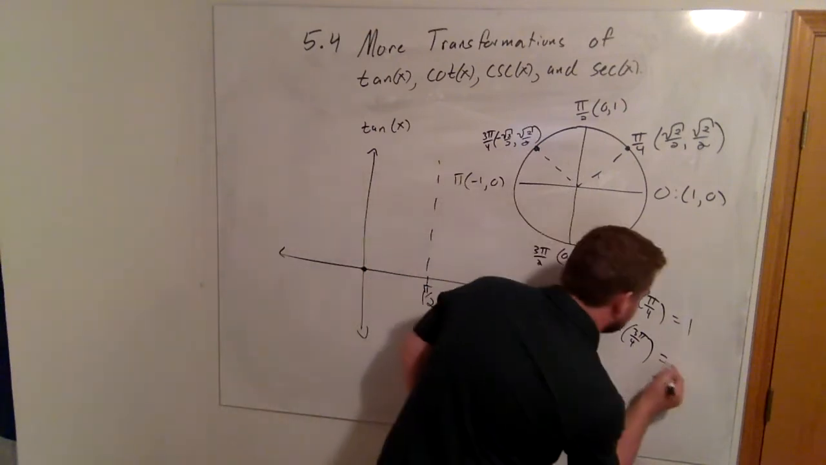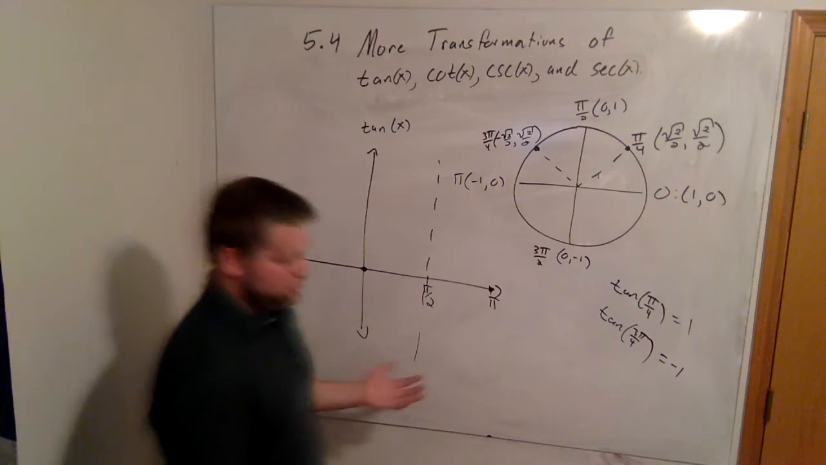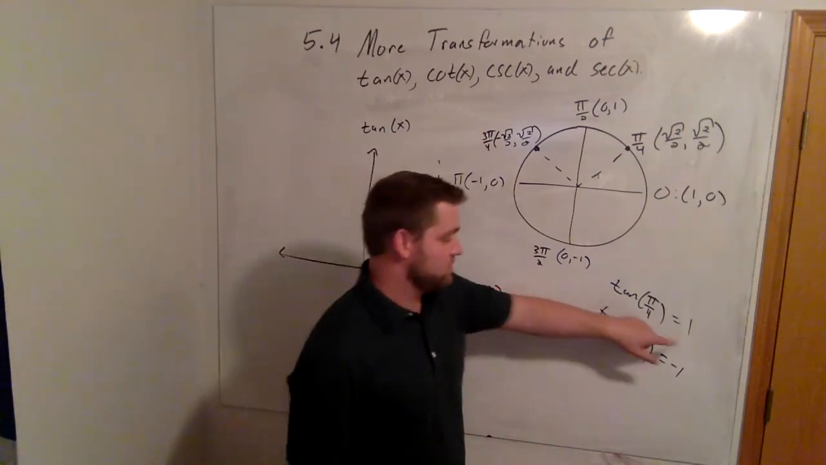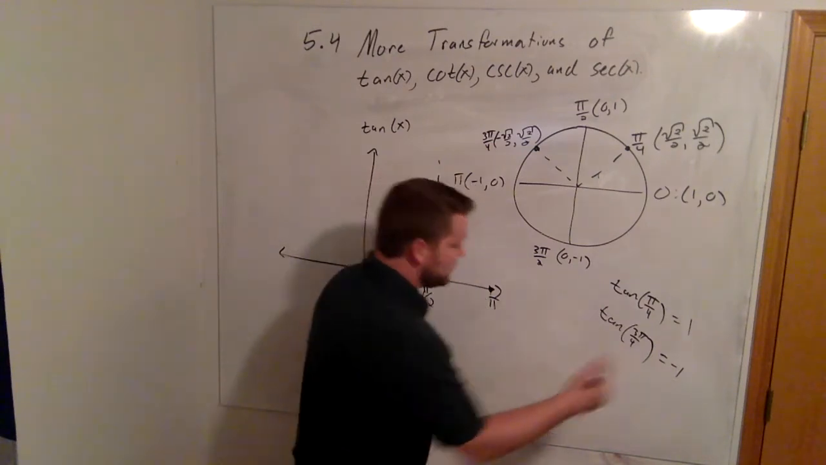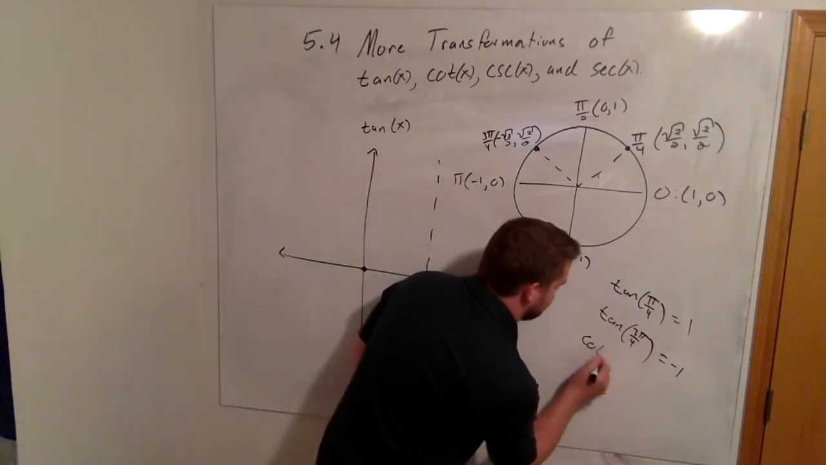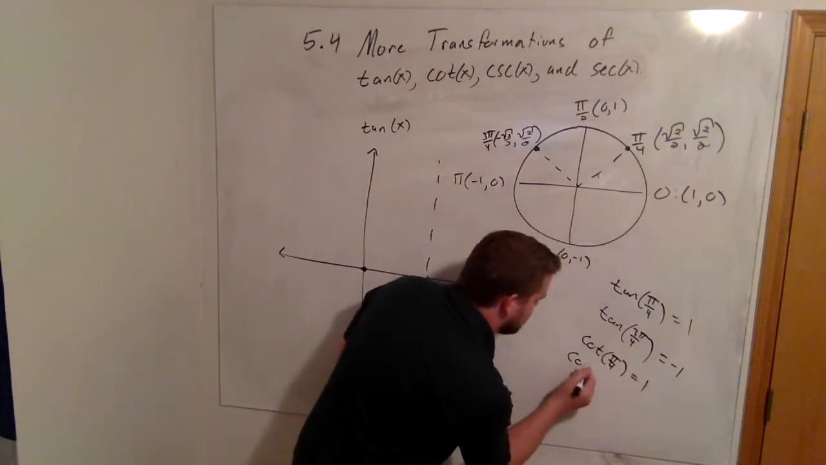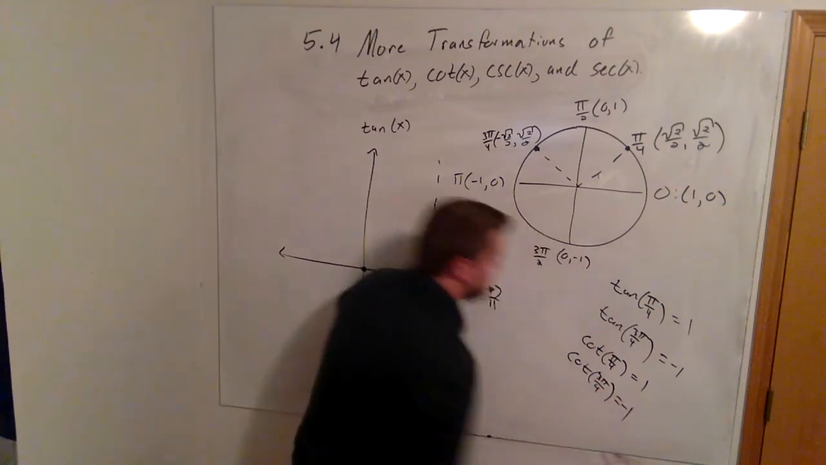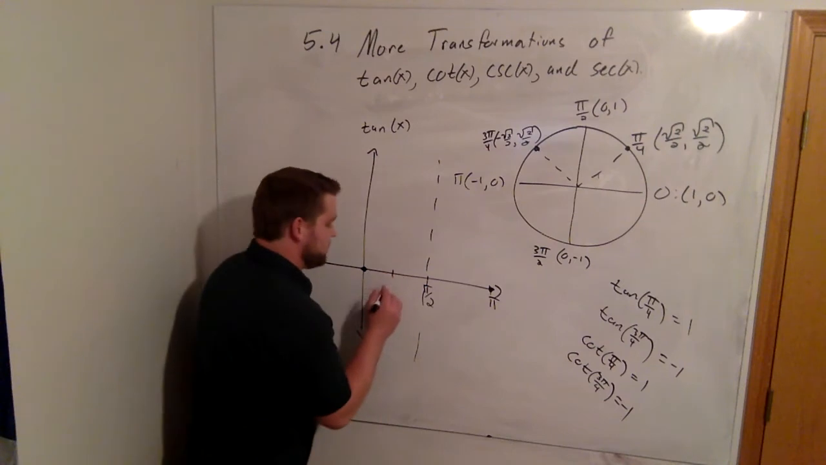So it'll be -1. And if we're working with cotangent, it would be the same thing, because cotangent is the reciprocal of tangent. The reciprocal of 1 is 1, and the reciprocal of -1 is -1. So this would also be the same if we were doing cotangent. Cotangent of pi over 4 is equal to 1, and cotangent of 3 pi over 4 is also equal to -1.